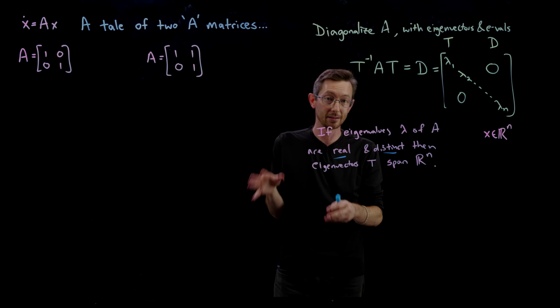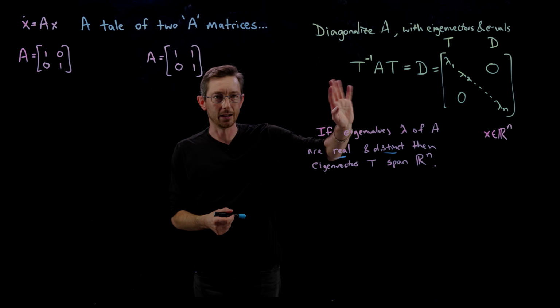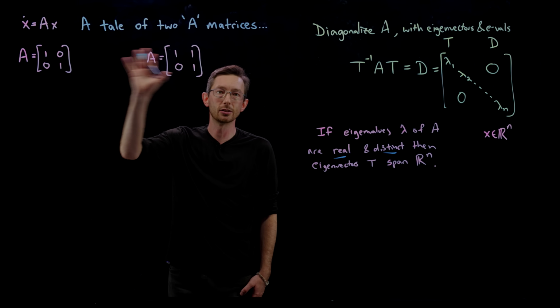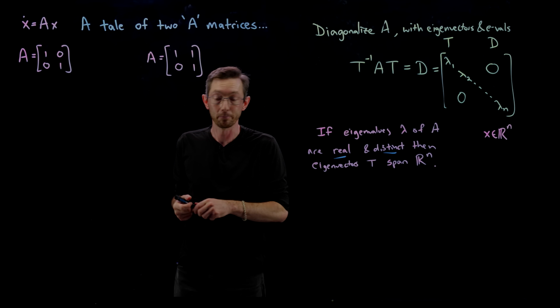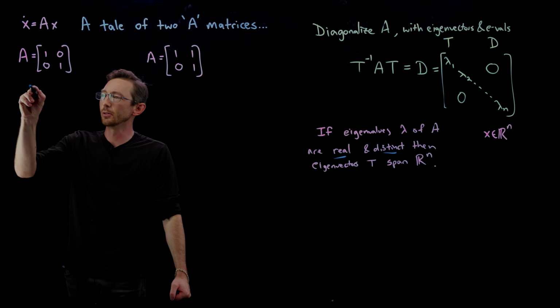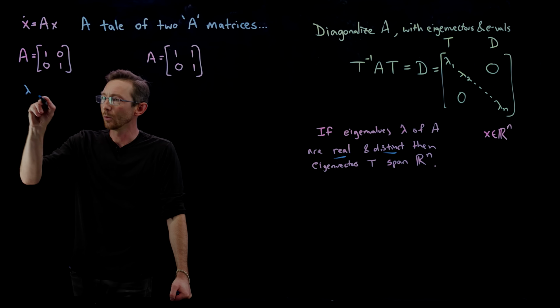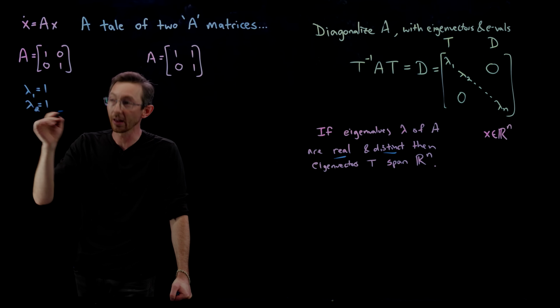And I'll show you that kind of in this lecture. Good, so we'll revisit this in a little bit, but I kind of want to zoom into these two matrices and look at what is different just by changing this little number here. Okay. So clearly, lambda 1 equals 1 and lambda 2 equals 1 are both eigenvalues.